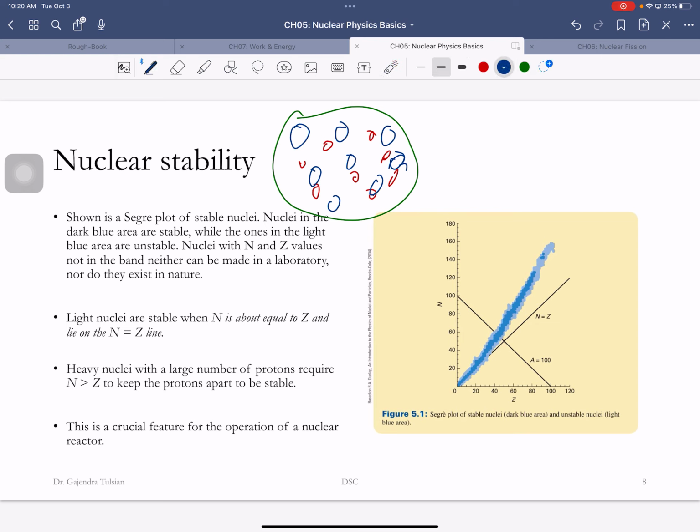But when you break it up into 2 pieces, you don't need as many bouncers. You guys understand? Does that make sense? And so there are always extra neutrons when you split them up.